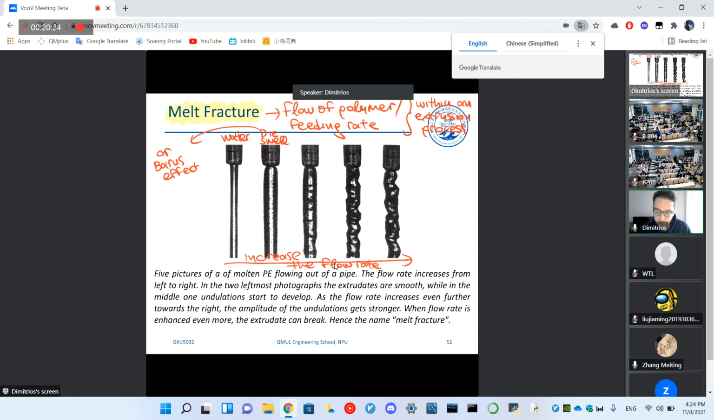Okay, we already spoke about that. We can see that the dimensions are slightly larger than the dimensions of the die. Okay, but what is interesting here is that we may have problems because of viscoelastic characteristics, but the surface is smooth.